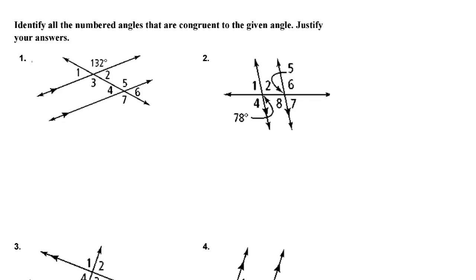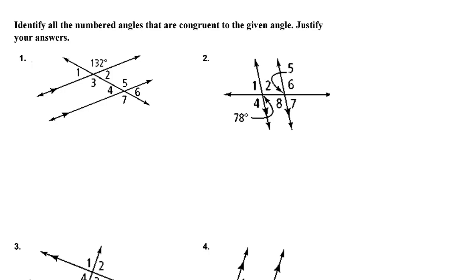We will identify all numbered angles that are congruent to the given angle, and justify our answers. So let's look at number 2. Remember in class I told you that you have two lines that are parallel, intersected by a transversal.